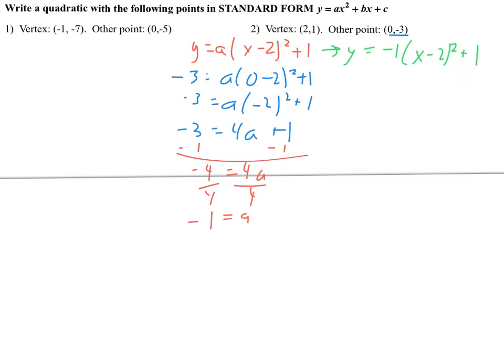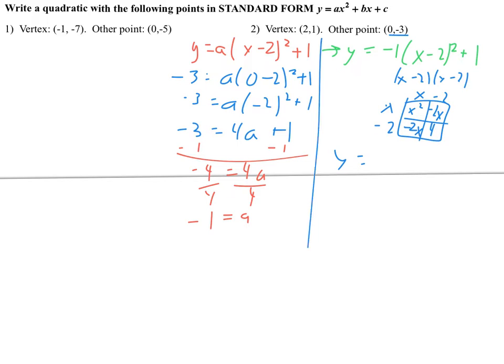This did ask for it in standard form, so I'm going to have to expand this. So I'm going to write (x - 2) twice, and then I'm going to do a box here, multiplying it by itself. So that's going to be x squared, -2x, -2x, and then +4. So I'm going to rewrite this with that -1 out front, and then instead of this parentheses, I'm going to fill it out with what's in the box here, which is x squared, and this turns into -4x, and then +4, +1, and we'll go ahead and distribute the -1 there.